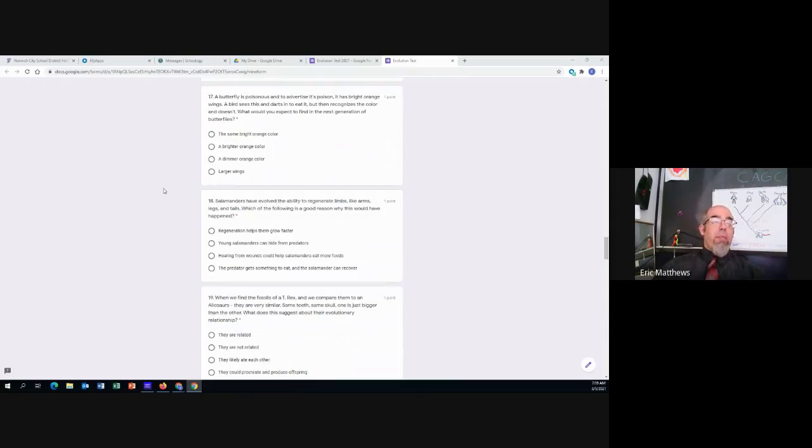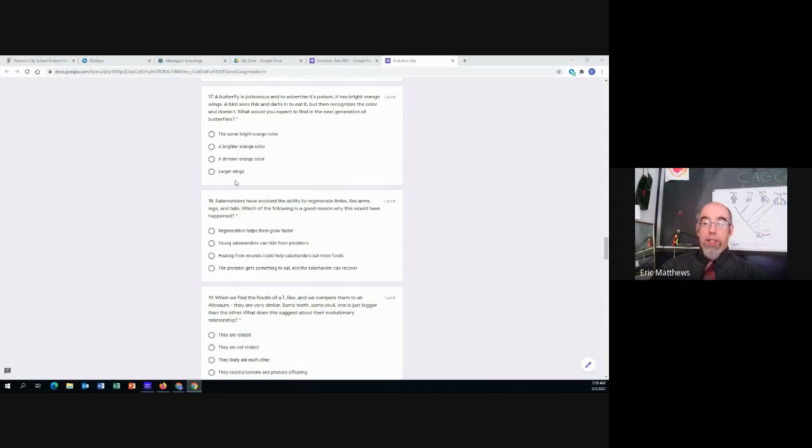Number 17, a butterfly is poisonous, and to advertise its poison, it has bright orange wings. A bird sees this, darts in to eat it, but then recognizes the color and doesn't. What would you expect to find in the next generation of butterflies? Would we expect the same bright orange color, a brighter orange color, a dimmer orange color, or larger wings?